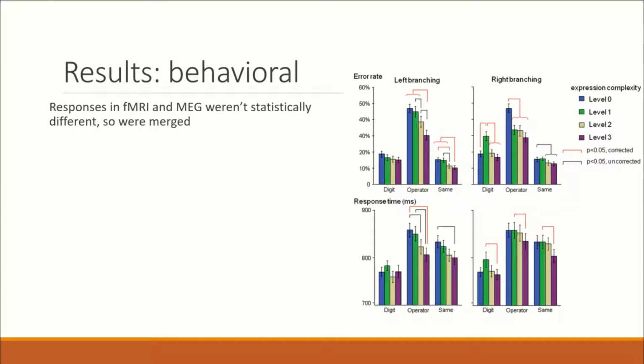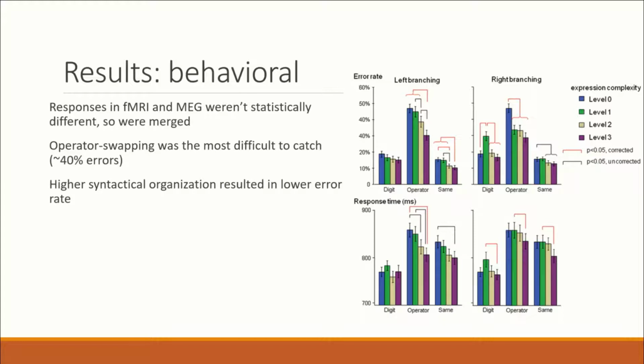First, let's take a look at the behavioral results. The behavioral responses in the two imaging modalities were not statistically different, so the researchers merged it all together. They found that operator swapping was the most difficult change to catch, accounting for roughly 40% of all the errors. Higher syntactical organization resulted in a lower error rate and lower reaction time pretty much across the board, which may indicate that the structure of these expressions is implicitly processed and useful in recall.